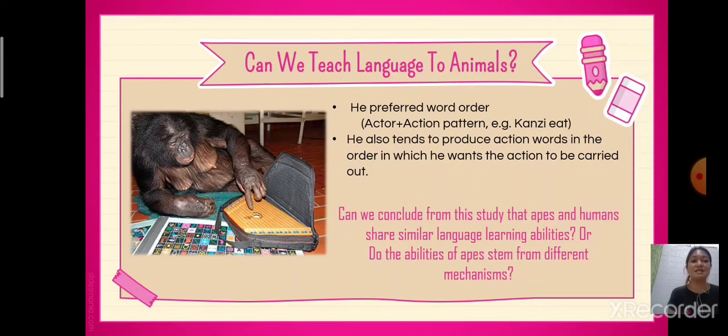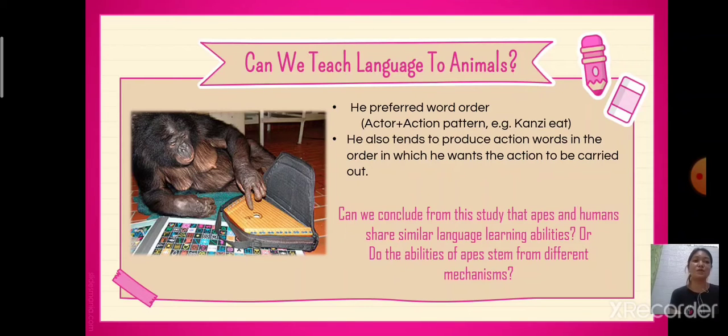So he also tends to produce action words in the order in which he wants the action to be carried out. For example, he wants you to chase him and to tickle him. So there are 2 action words in the sentence. He wants to chase and tickle. So when he first wants you to chase, then to tickle, he will say chase, tickle. Whatever he wants first, that is the first action that he is going to say.